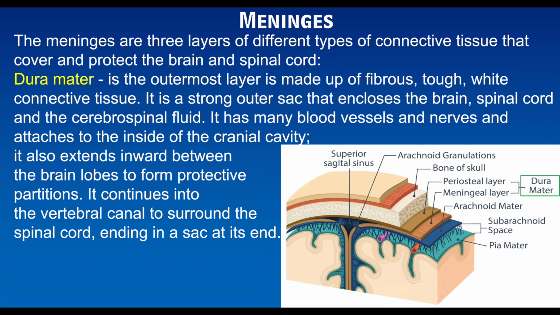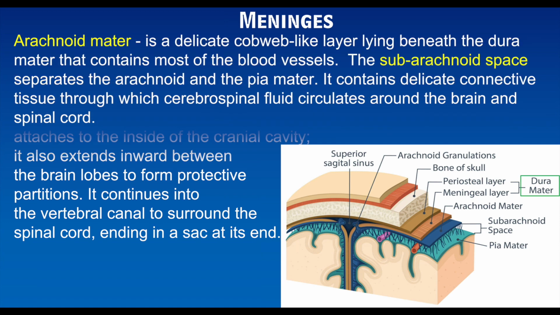The outermost layer is the dura mater, made up of fibrous, tough, white connective tissue. It is a strong outer sac that encloses the brain, spinal cord, and the cerebrospinal fluid. It has many blood vessels and nerves and attaches to the inside of the cranial cavity. It also extends inward between the brain lobes to form protective partitions. It continues into the vertebral canal to surround the spinal cord, ending in a sac at its end.